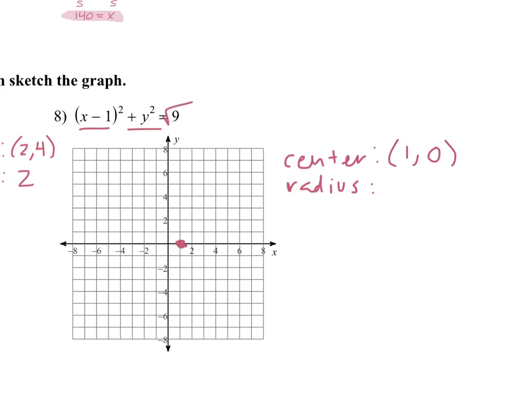Now our radius, we take the square root, and the square root of 9 is 3. So we're just going to count 3 in every direction. So we're going to go to the right 3, down 3, up 3, and to the left 3. Let me just draw a circle.